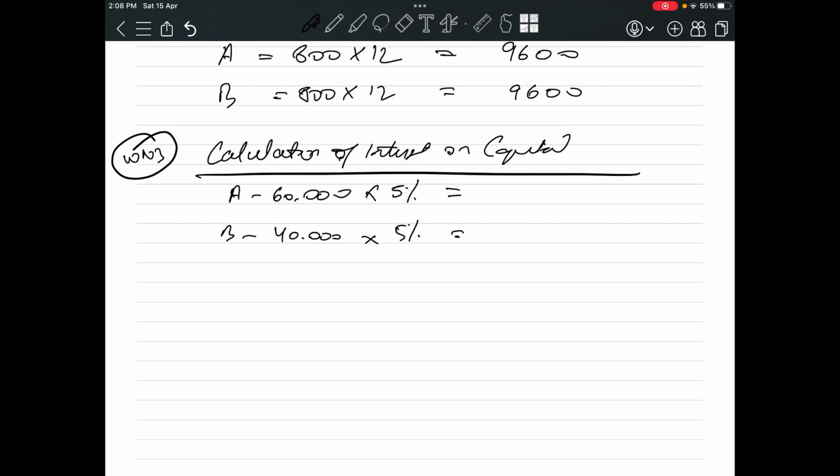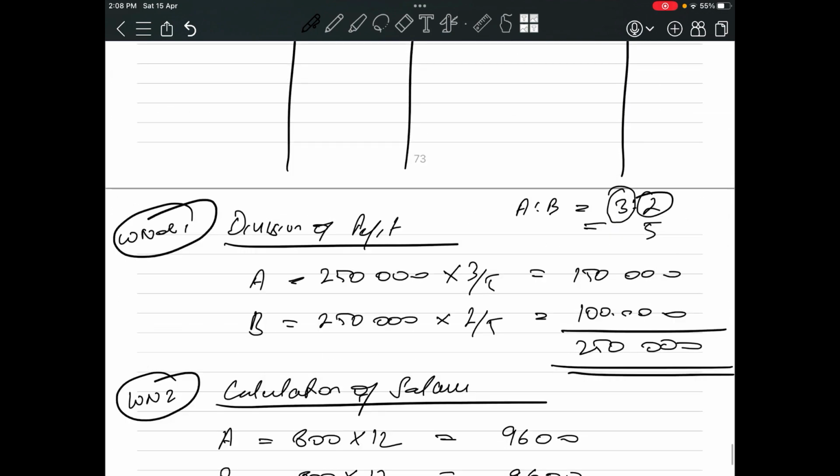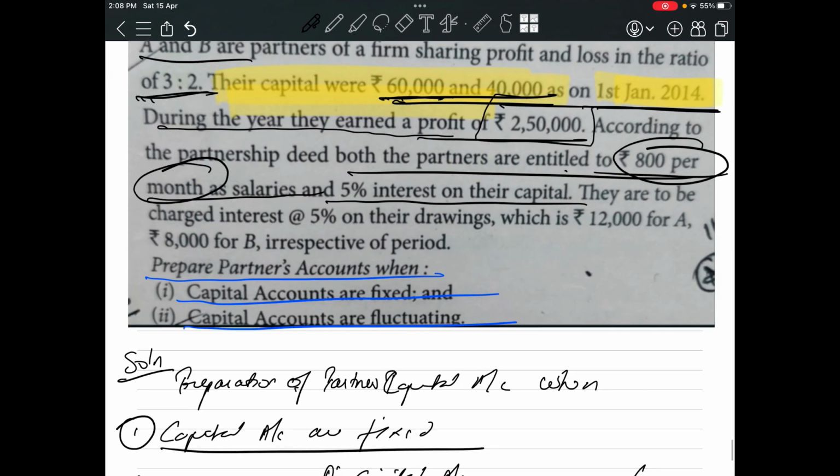So 60 into 5 is 3,000, and 40 into 5 is 2,000. Simple, clear? Now next thing, they are to be charged interest at the rate of 5% on their drawings.